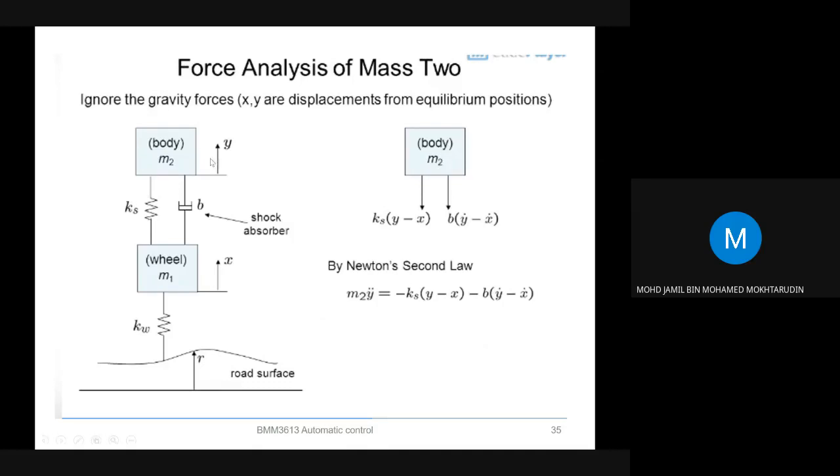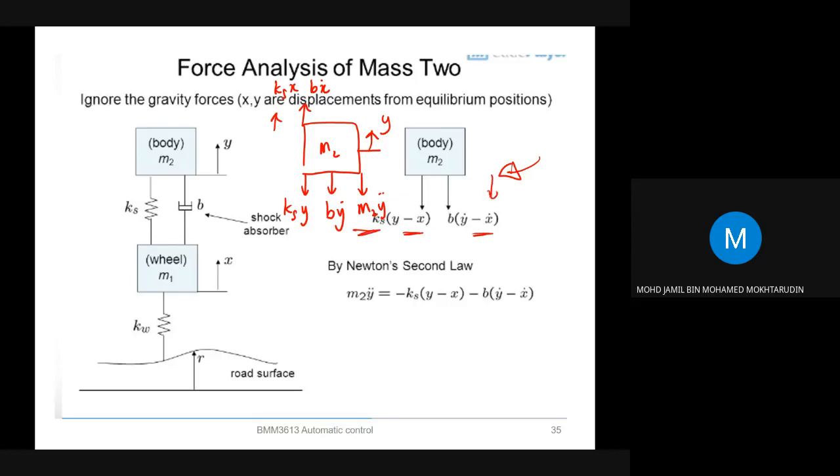Okay, now it's the second mass or second body, which is M2. So on M2, you have a spring KSY and damper BY dot acting downward, and also inertia. Okay, so forces that are acting upward is from X, KSX and also BX dot. So untuk example ni, dia tulis dalam bentuk negatif. Dia susun balik. Okay, so don't forget the inertia.